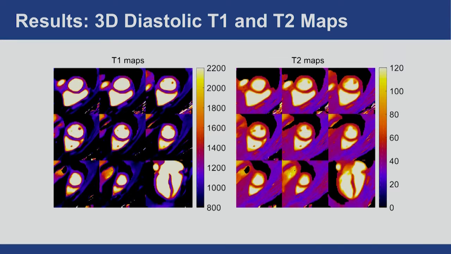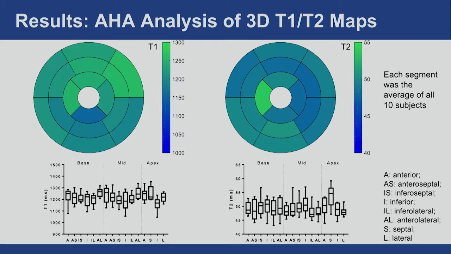Here shows the 3D diastolic T1, T2 maps for one healthy subject from base to apex and the long axis, short and the long axis view. To evaluate the distribution of T1, T2 values measured with the 3D method, the AHA segment analysis was performed. The value of each segment was the average of all healthy subjects and shown in both side plots. And the value in each segment can be visualized in the box plots.